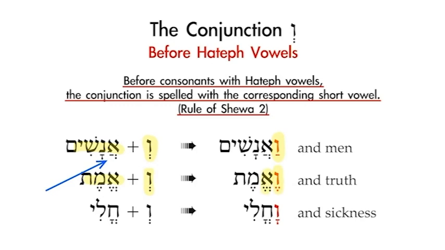And then in our last example, we have the hatef qamets wa choli. We're going to get the spelling here of the qamets because it's copying this vowel here of the hatef qamets. So here you can really see rule of schwa 2 in great application and how it's copying each of the vowels. You can see in this first example, the hatef pathach provokes the pathach, the hatef segol provokes the segol, and the hatef qamets provokes the qamets. So you see how that's the copycat rule, or rule of schwa 2.